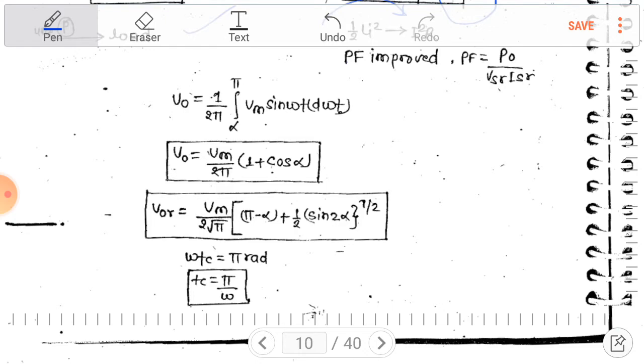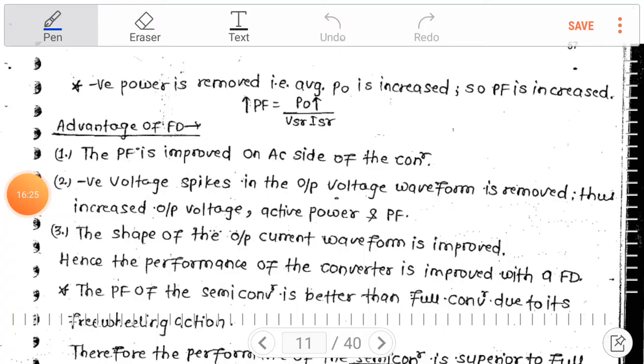V output is also equal to Vm by 2 pi (1 plus cos alpha). It will also increase, and the RMS value will also change: Vm by 2 root pi, under root of (pi minus alpha plus half sine 2 alpha). The circuit turn off time is pi radian. So negative power is removed, so power factor is increased.